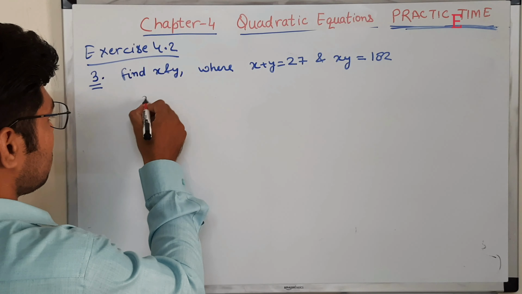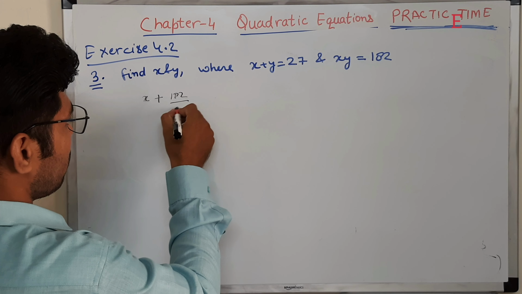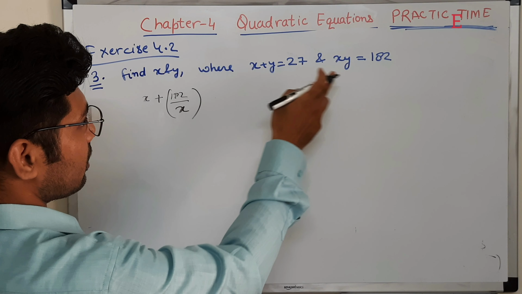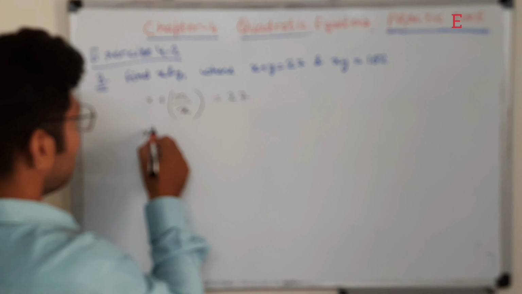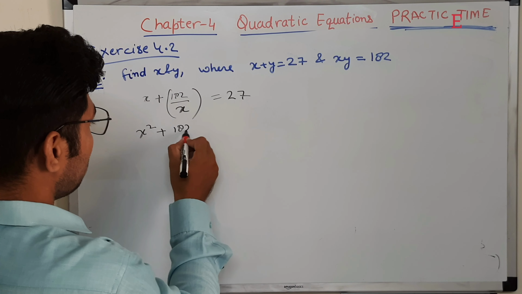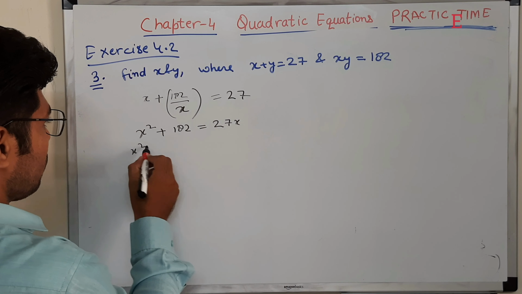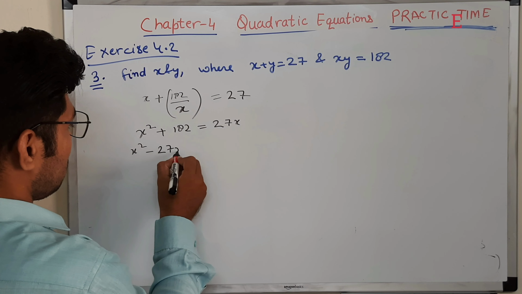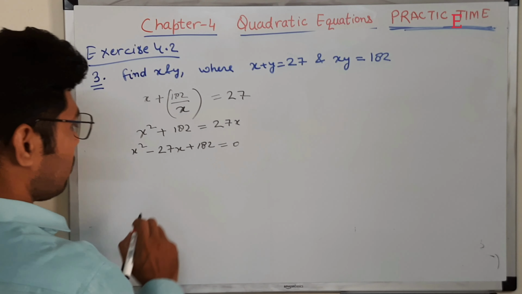So x plus y, which is 182 upon x, right, is equal to 27. Solve it further, we will get x square plus 182 is equal to 27x. So move it here: x square minus 27x plus 182 is equal to 0.